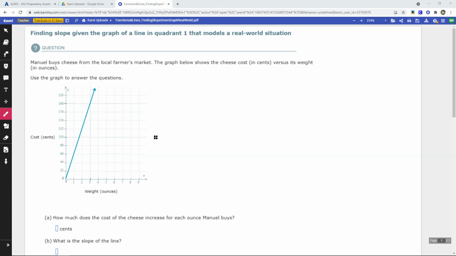So we have a graph displaying the cost along the y-axis in cents and the weight in ounces along the x-axis. So the first part says, how much does the cheese cost increase for each ounce Manuel buys? So for each ounce, if we look from 0 to 1 ounce, it goes from 0 cents up to 66 cents. So 66 cents per ounce of cheese.